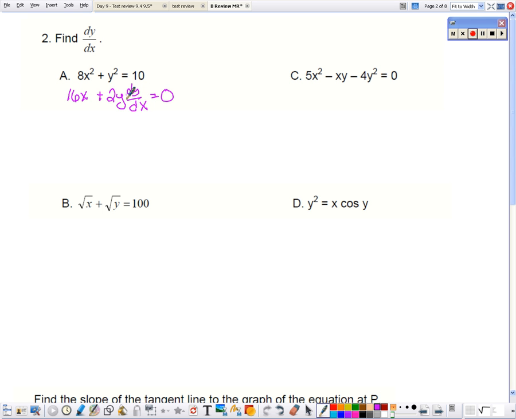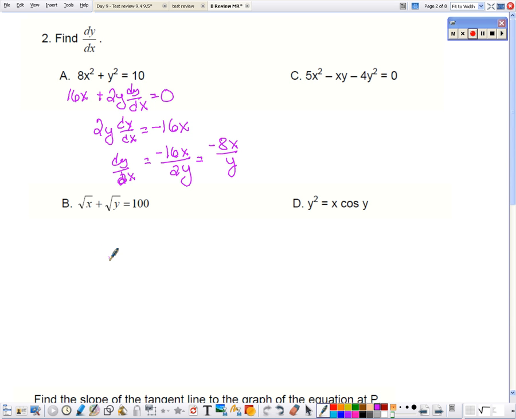So now isolating dy/dx, I'm going to subtract the 16x to the other side and divide by 2y. And we can reduce that to negative 8x over y.